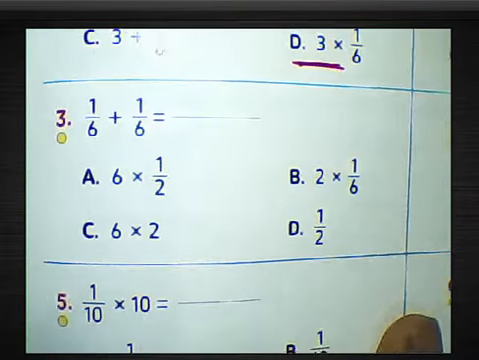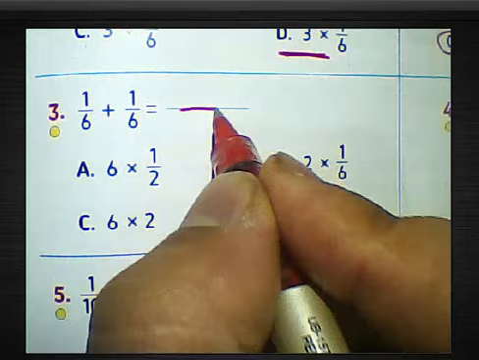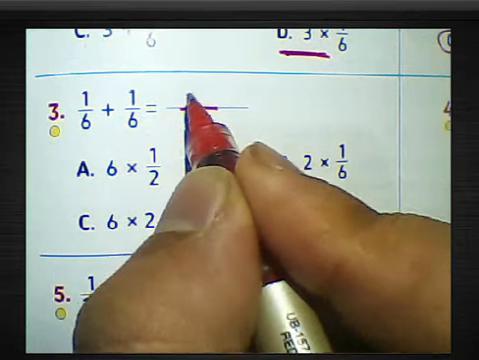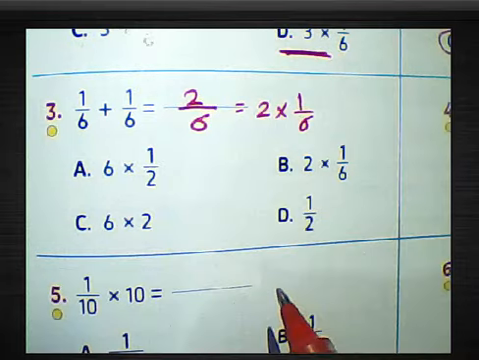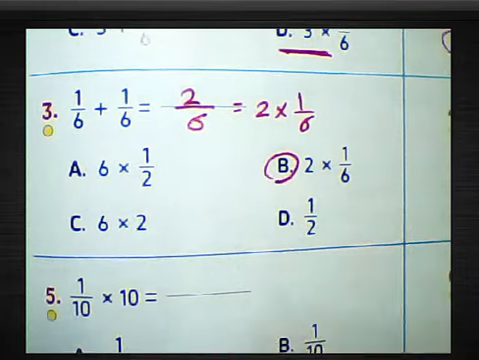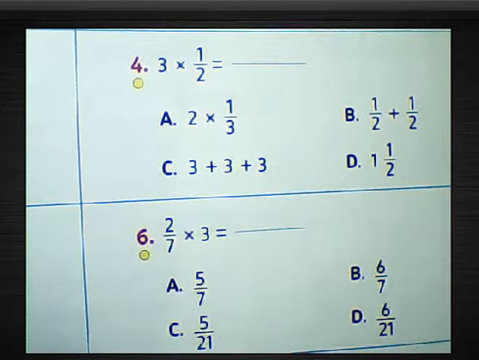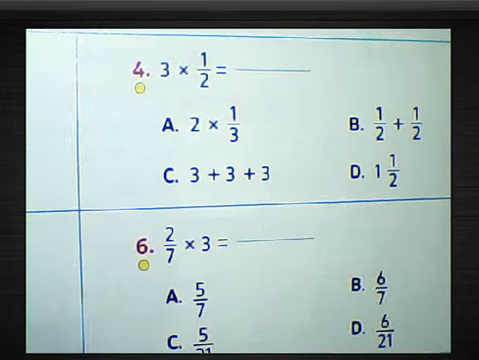1 over 6 plus 1 over 6. We can add them, right? 6 in the denominator, 1 plus 1 equals 2, 2 over 6. It means 2 multiplied by 1 over 6. Choose letter B. Question number 4, 3 times half, it means 3 times 1.